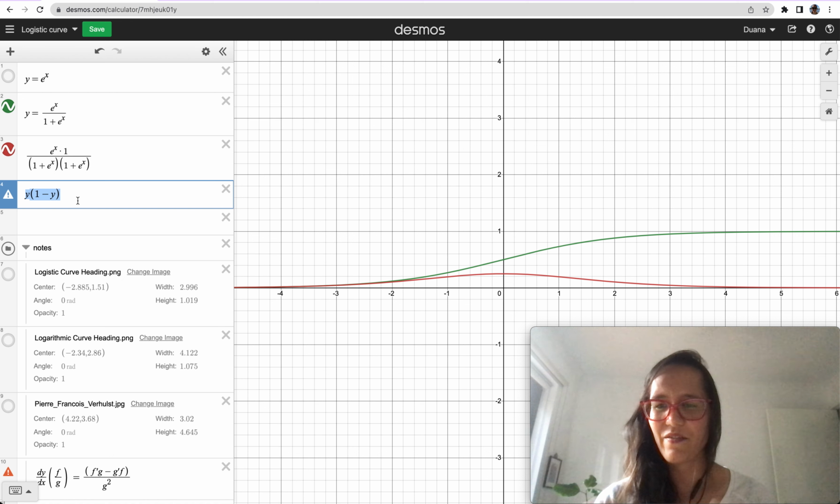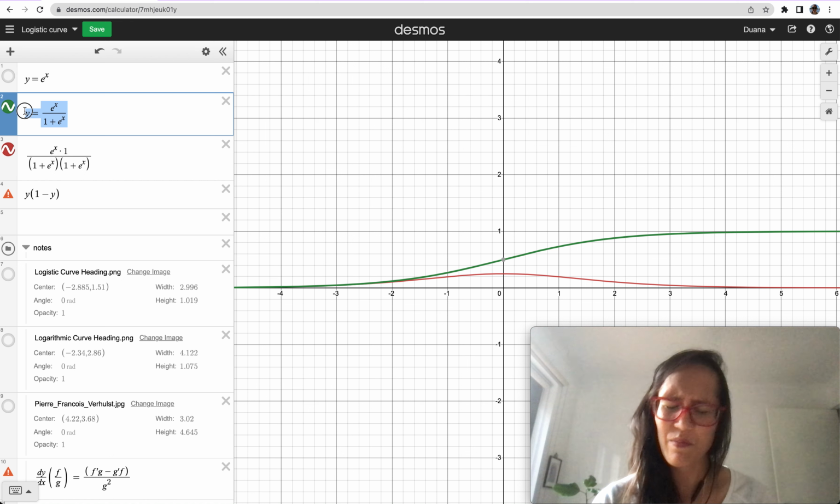So hopefully I've shown you that we don't have to be intimidated by this logistic curve. It comes from quite simple expressions, but it quickly gets interesting with what you can do with it.